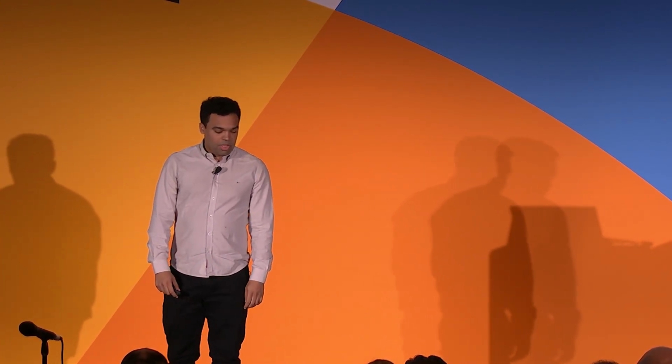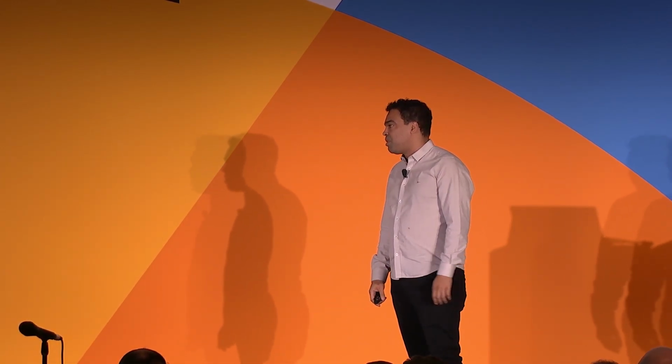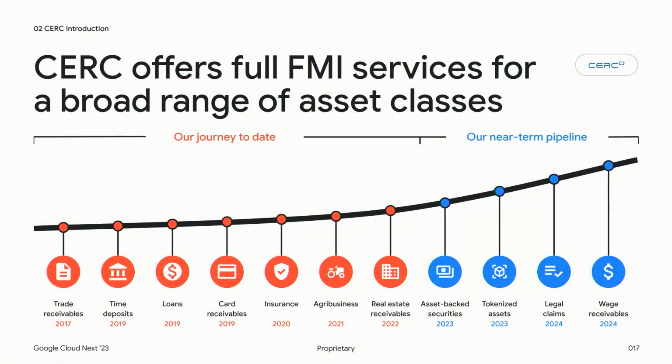So here you have a small landscape of what we are working on. We started to work with trade repository or trade receivables in 2017. After that we started to work with time deposits, then loans, and here we have a specific situation with credit card receivables.